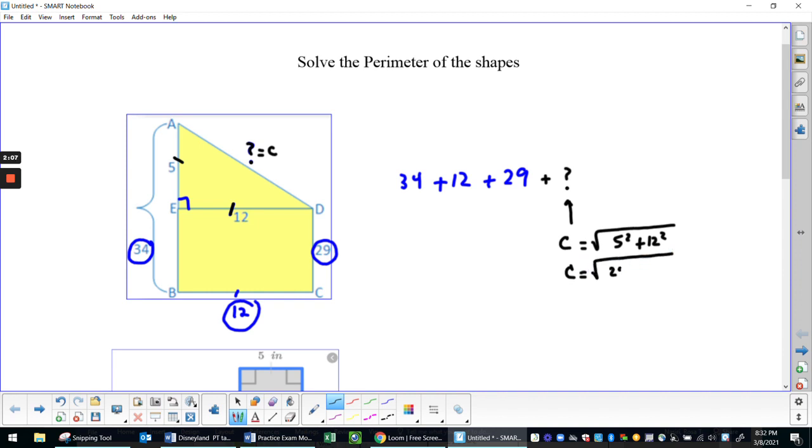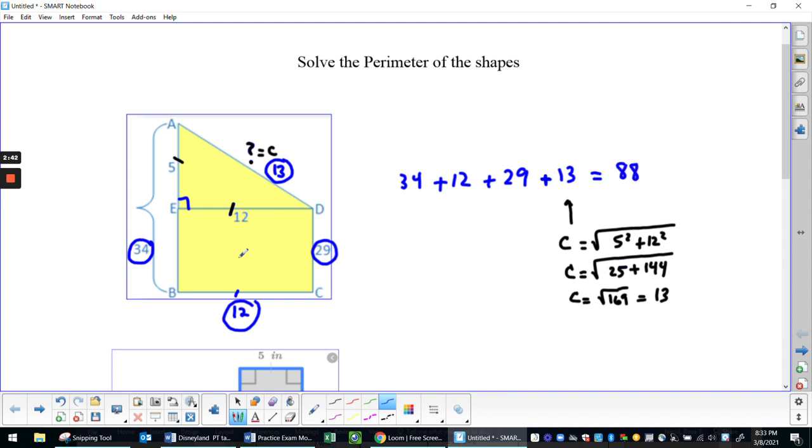And that's going to give you 25 plus 144. And that's going to give you the square root of 169, which is 13. It comes out to be a nice round 13 right there. So we're going to go ahead and replace this question mark with the number 13, which we solved for. That's the hypotenuse of this side. So now we have all of our sides. And when we add all these up, you're going to get 88.